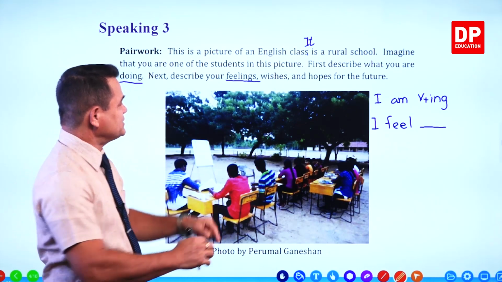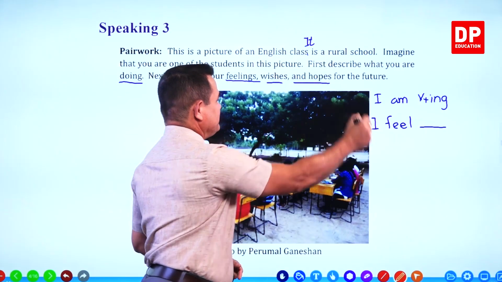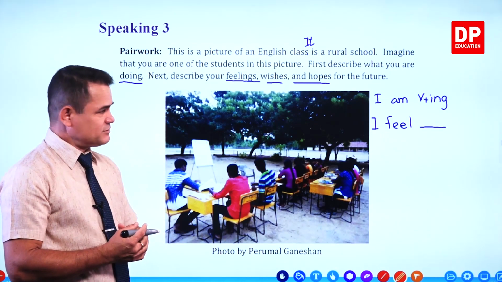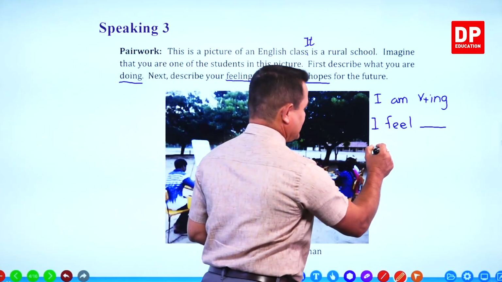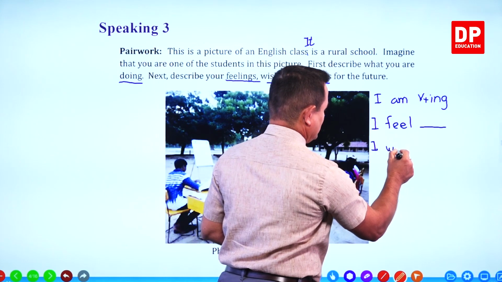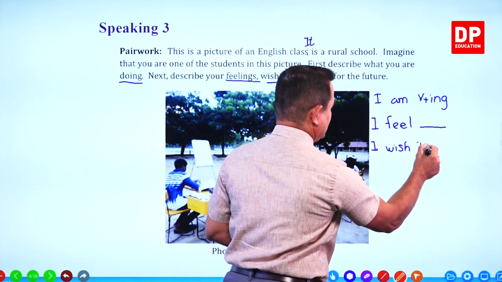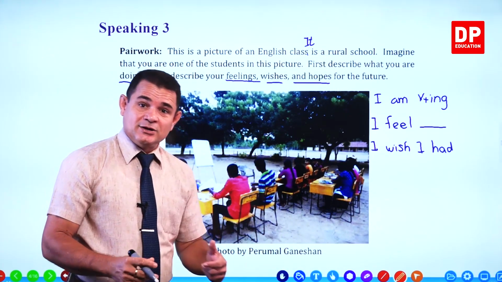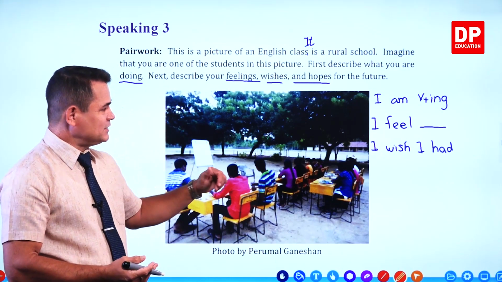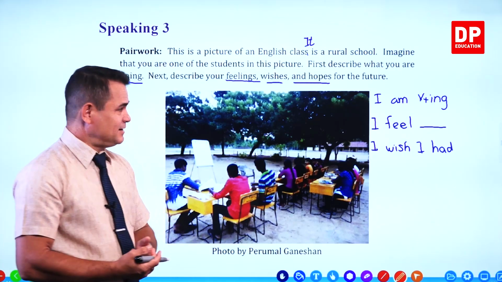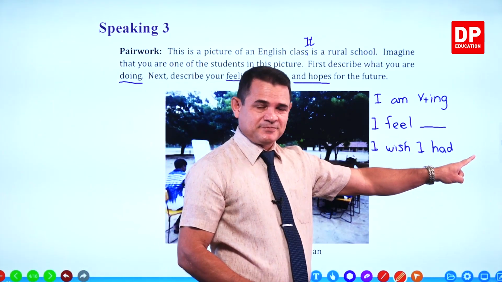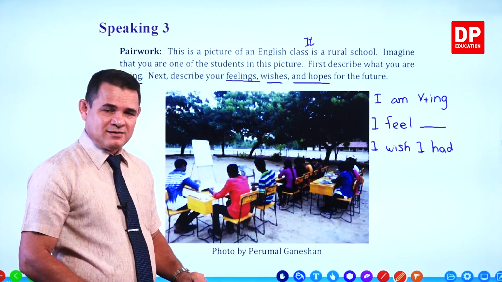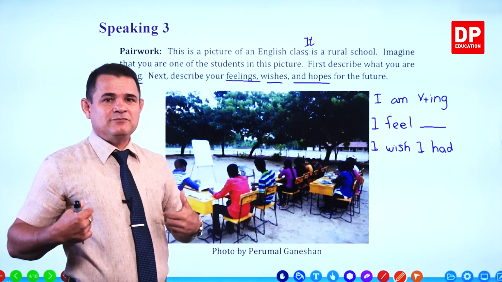And then wishes. Wishes and hopes. I wish. Now you can learn a good structure for that. I wish I had. I wish I had a good classroom. Learn the structure. I wish I had. I wish I had a good chair. I wish I had a uniform.